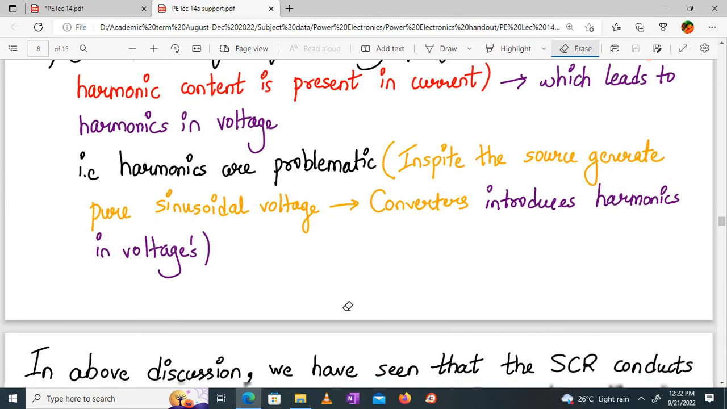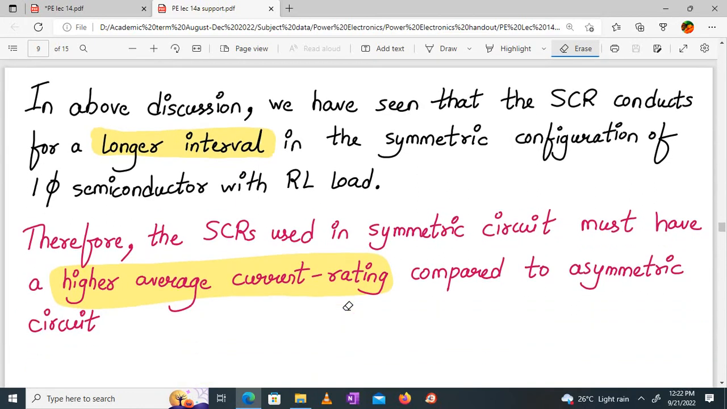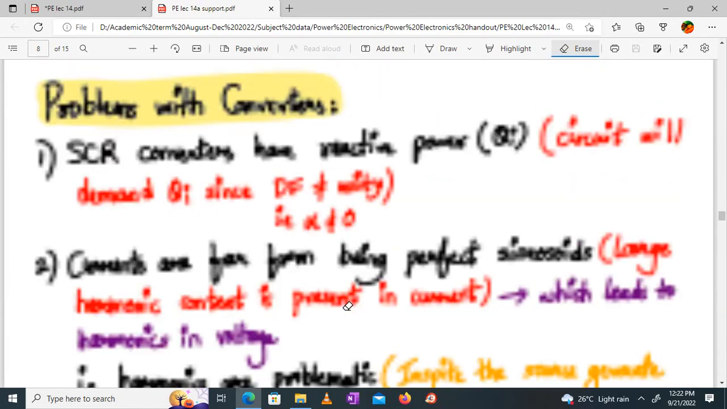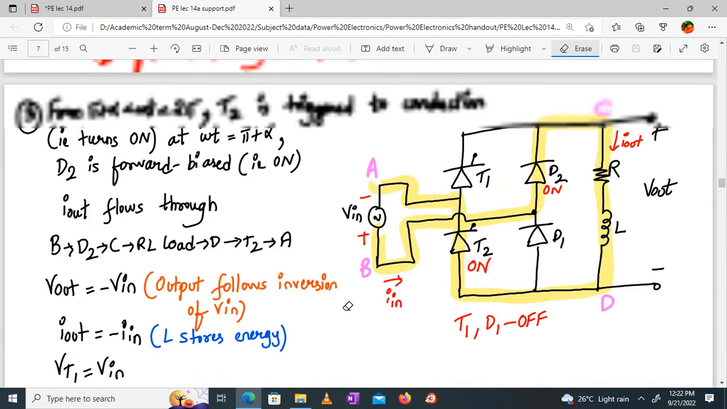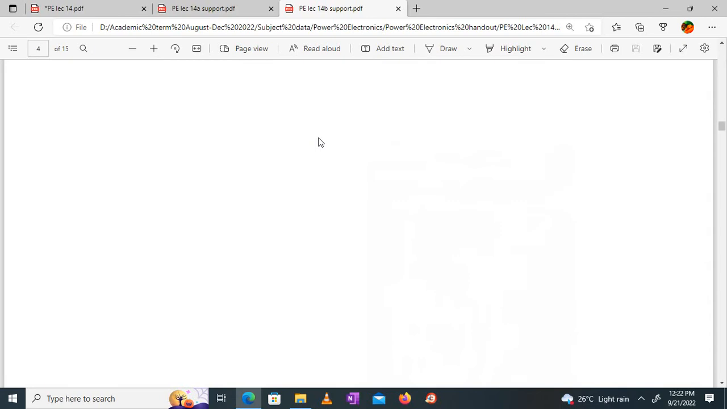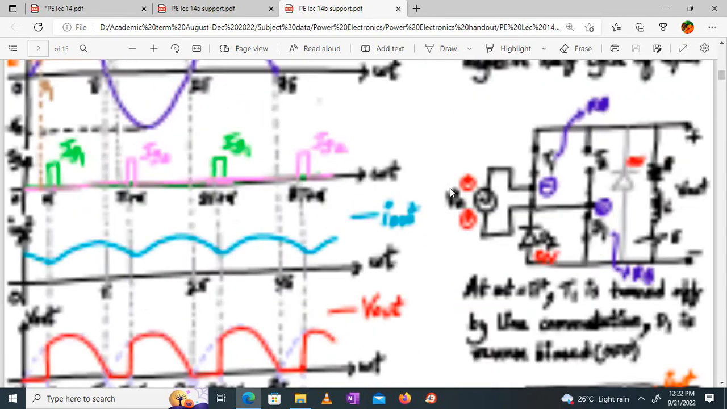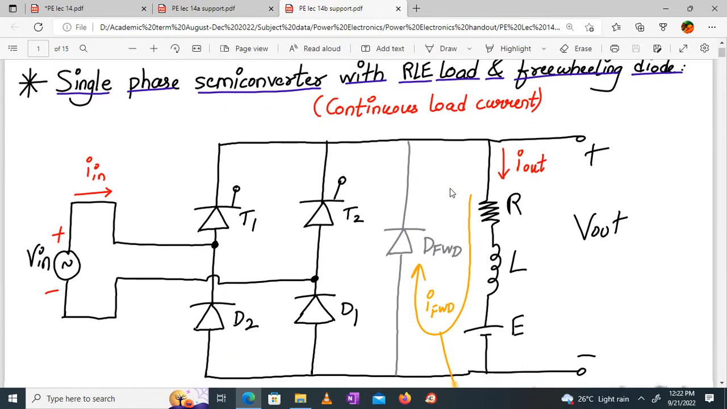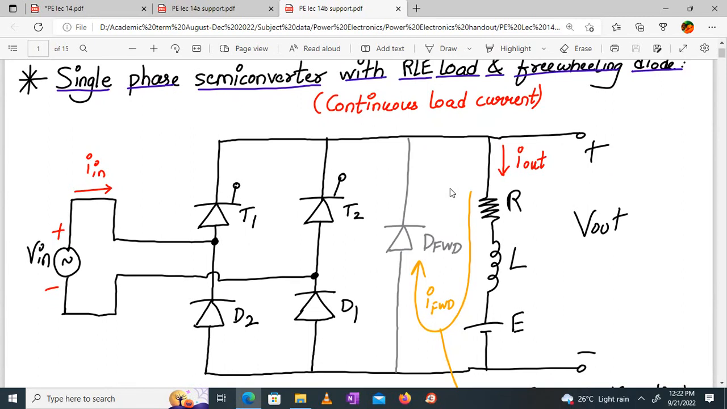Yeah. So that will be it for 14 point A. Now let us start with 14 point B. Draw the circuit, single phase semi converter with RLE load and freewheeling diode. Continuous load current case. Functioning is exactly the same. I'll tell you what the differences are. I'll only say the differences.